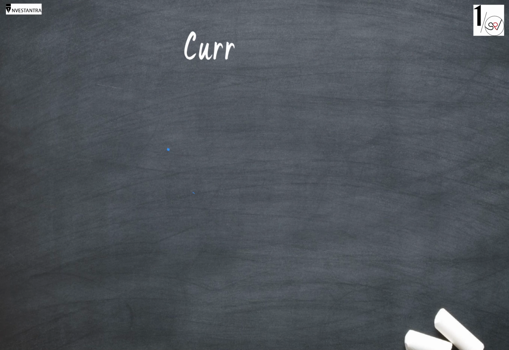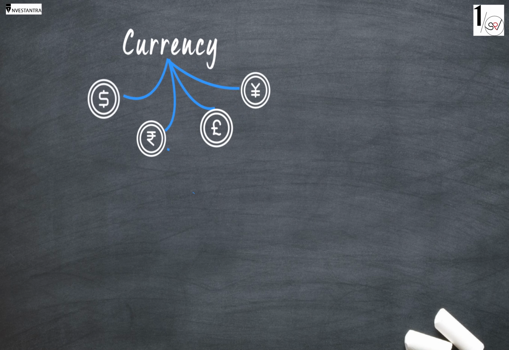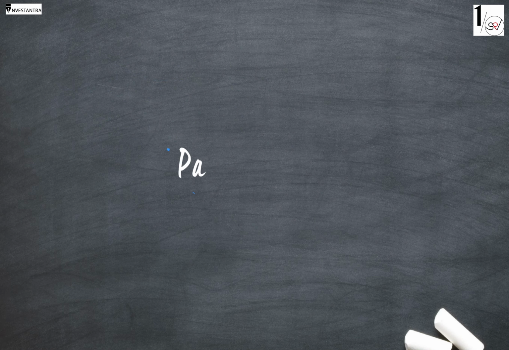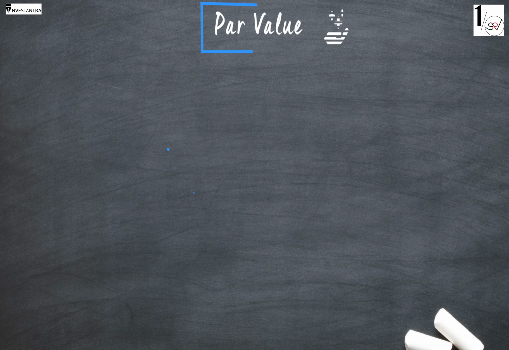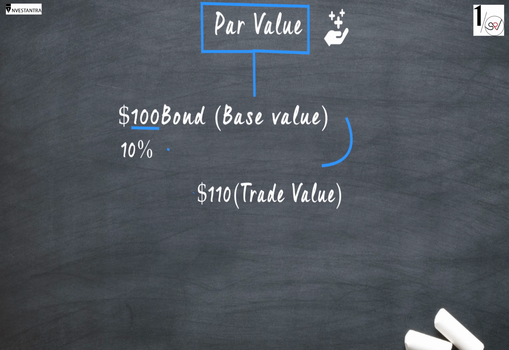The currency denomination is pretty easy, right? Dollar, is it rupee, is it pound, is it yen? Any of these currencies, whatever it is, also needs to be set at the beginning of the contract. I left point number 3 on purpose. Par value is, for example, a $100 bond. This is the base value. So when someone says 10%, this $100 bond is trading at 102.